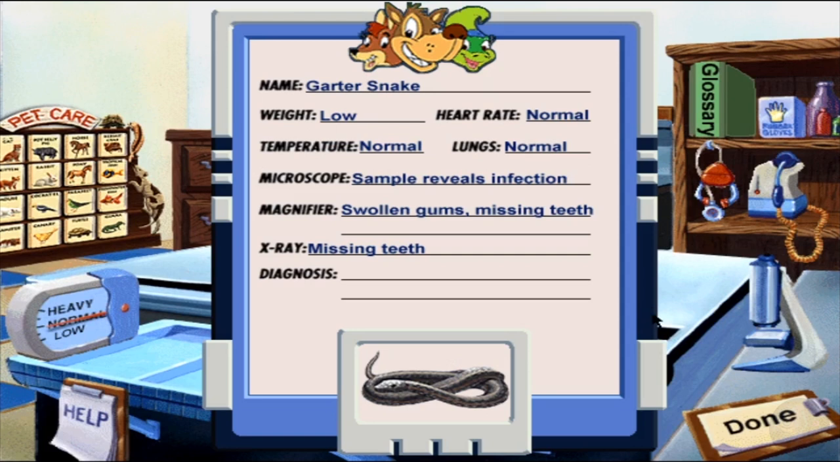Sample reveals infection. The garter snake's weight is low. The heart rate reading is normal. The temperature and lung readings are normal as well. The microscope reveals an infected blood sample, and the magnifying glass shows swollen gums and missing teeth. The X-ray results also show missing teeth. The examination reveals stomatitis, a type of mouth infection.